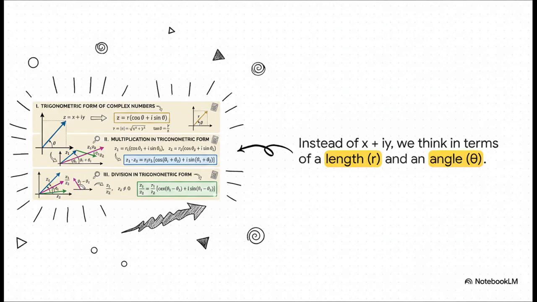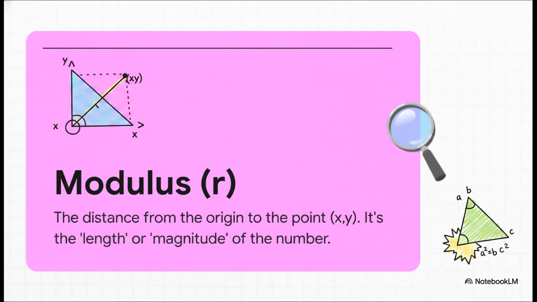So take a look at this. This shows the new perspective perfectly. Instead of just thinking about an x-coordinate and a y-coordinate, we're describing that exact same point in a totally different way. We're talking about its direct distance from the center, we'll call that its length, or r, and its direction, which is just the angle it makes with the positive x-axis. We call that angle theta.